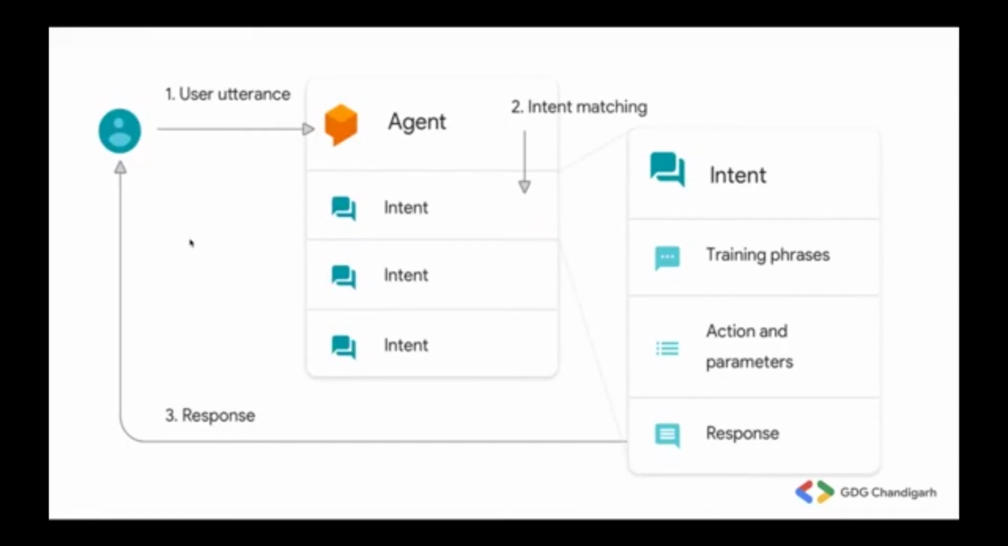Okay, so as we understood how Dialog Flow works, this is a very basic flow diagram explaining the same functionality that we just did. User says something, it goes to the agent which matches the intent, and according to the intent, if there's a match, then it goes to the response of the intent, which is again sent to the user.